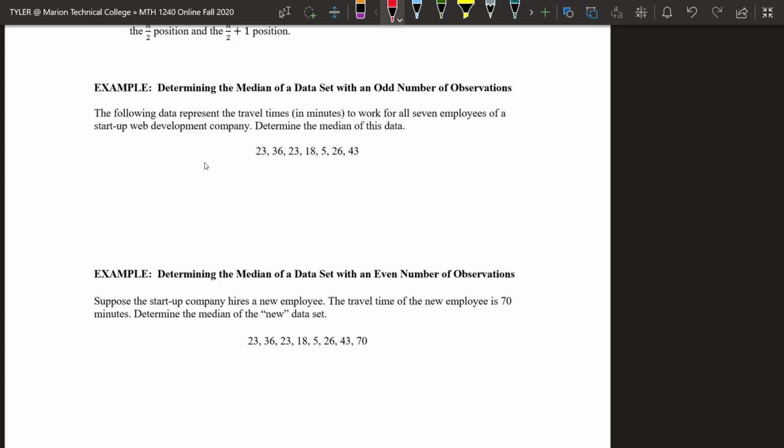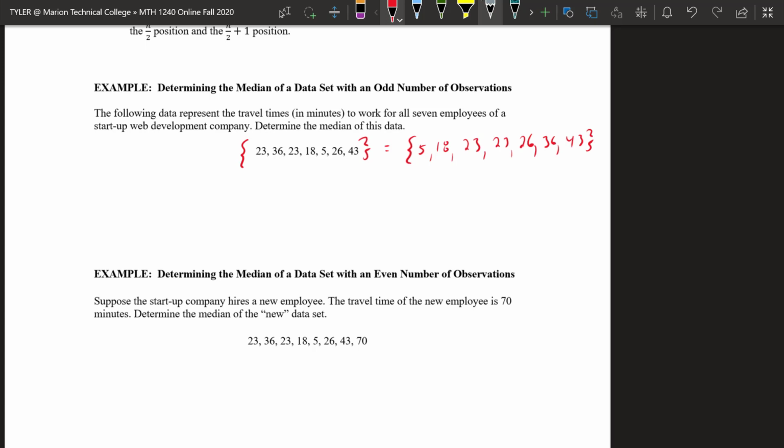So we have the numbers 23, 36, 23, 18, 5, 26, 43. This is my data set. The first thing I want to do is rearrange this so it goes in ascending order, smallest to biggest. So we would have 5, and then 18, and then 23, and then 23, then 26, then 36, and then 43. So that's in order from smallest to biggest.